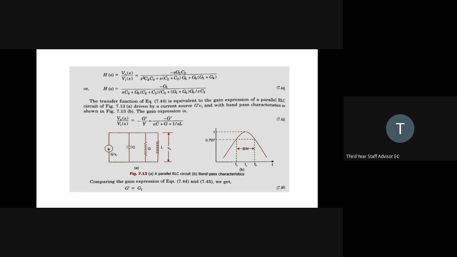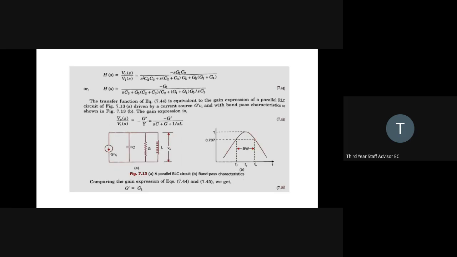So we have reached the output by input, that is the transfer function. Next, we can write H(s) equals Vout(s) by Vi(s). You can substitute all these values. Instead of Y1, you can substitute G1, where G1 is 1 by R1. For Y2, you can substitute SC2; for Y3, SC3; for Y4, G4. Like that, you can substitute everything in this equation.